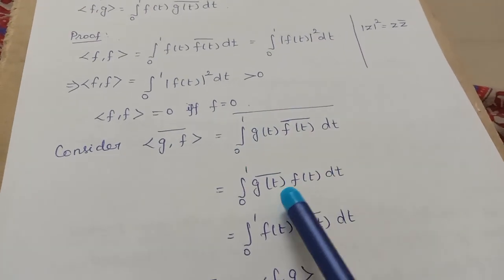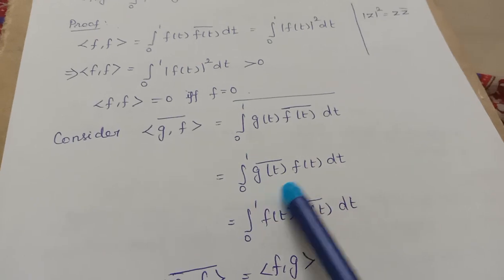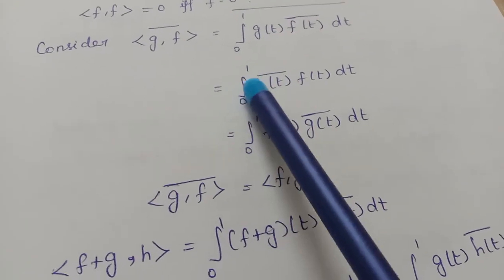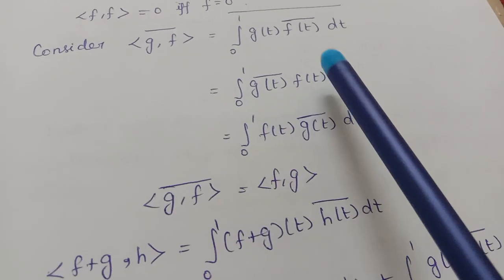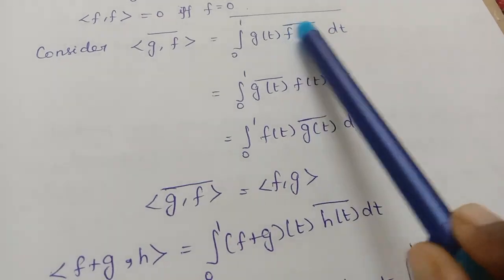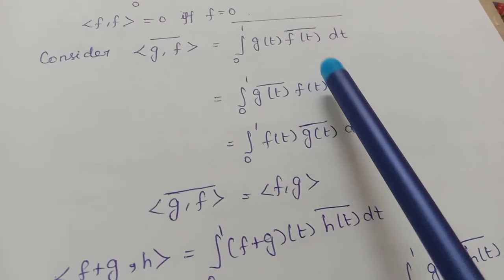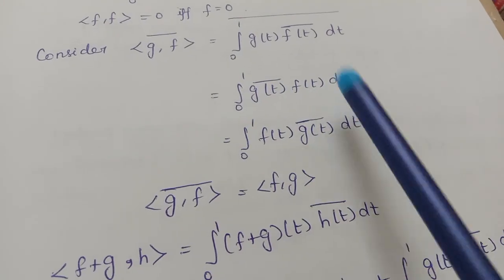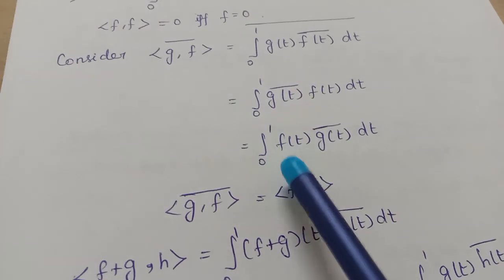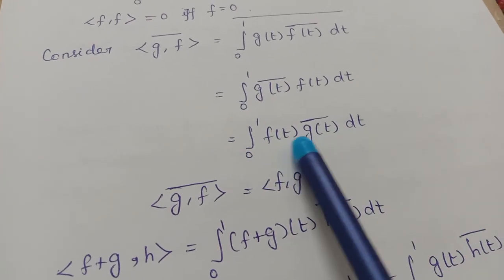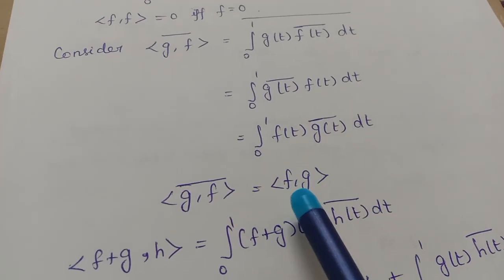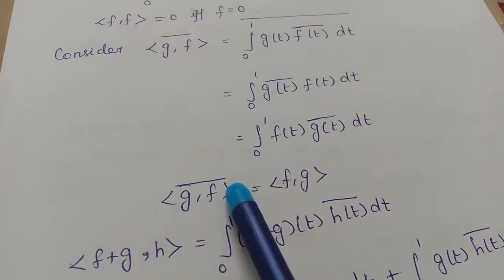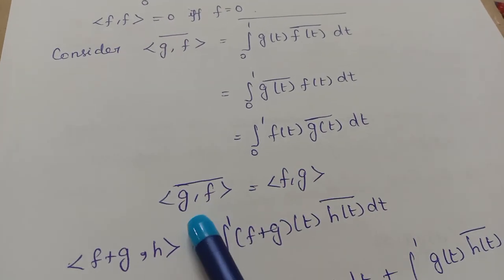Since f and g are continuous, all these things are applicable here. Now apply this conjugate within the integral. So integral 0 to 1 of g bar of t into f bar of t, the whole bar. Taking the double conjugate, it will be simply f of t into g bar of t dt. Now let me rewrite it: f of t into g bar of t dt is nothing but the inner product of f, g. So the inner product of f, g is equal to the conjugate of the inner product of g, f. So the second condition is also satisfied.